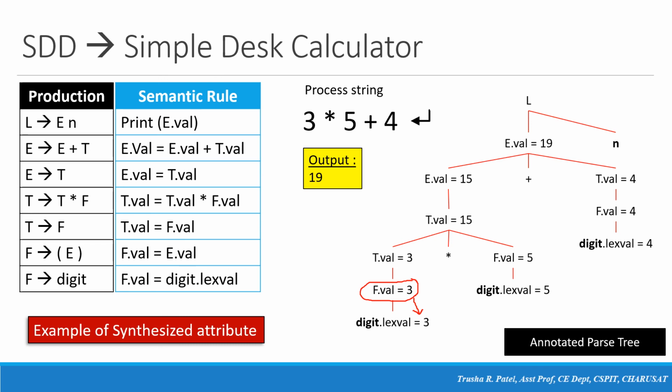Again here the value of E which is 19 depends on the value of E which is 15, and also the value of T which is 4. So here all the attributes which are associated with the terminals or non-terminals are getting the values from the child non-terminals or terminals. So this is the example of a synthesized attribute.